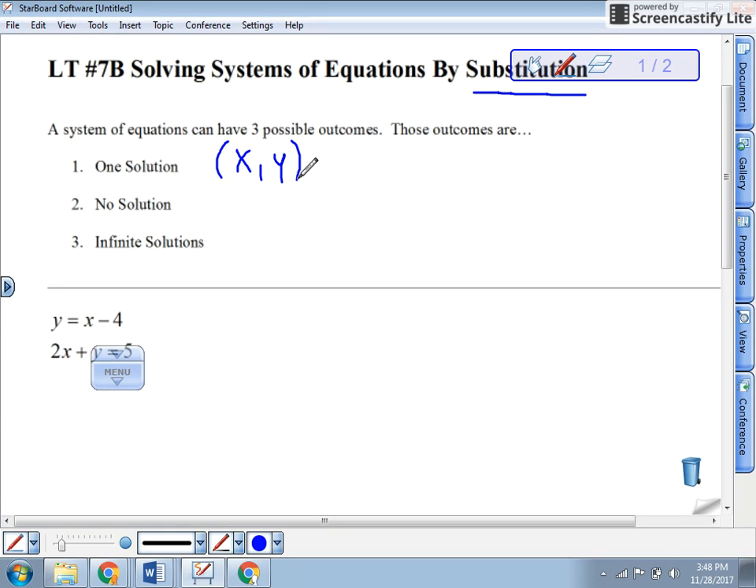We know that there could be no solutions. That's when you get some number and it's not equal to another number. So maybe you're solving it and you get 2 equals 3. Well, 2 does not equal 3, so that would be an example of no solution. Then we have infinite solutions, where some number equals itself. So maybe you're left with 4 equals 4. Well, that's always true, so that would be infinite solutions. So keep that in mind when we're solving these.